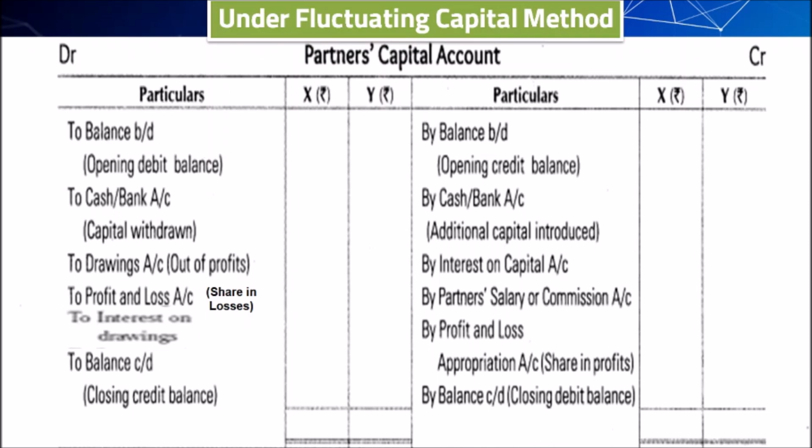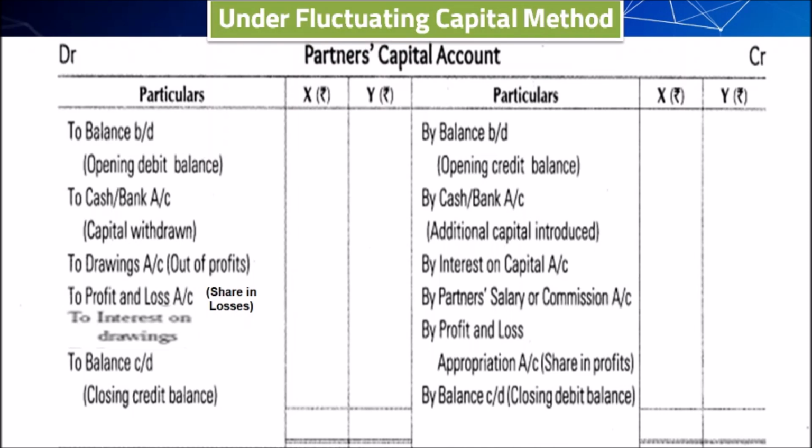Okay, so interest on capital, remember that at the time of passing the journal entry, we pass one entry, interest on capital account debit to partners' capital account. So the partners' capital account is a kind of ledger, so if you pass that journal entry to this ledger, you will get the same entry by interest on capital. You can check it again. Now the same condition is applied in case of partner salary or commission. Okay, and then profit and loss appropriation account, that is share in the profits, the last entry we did.